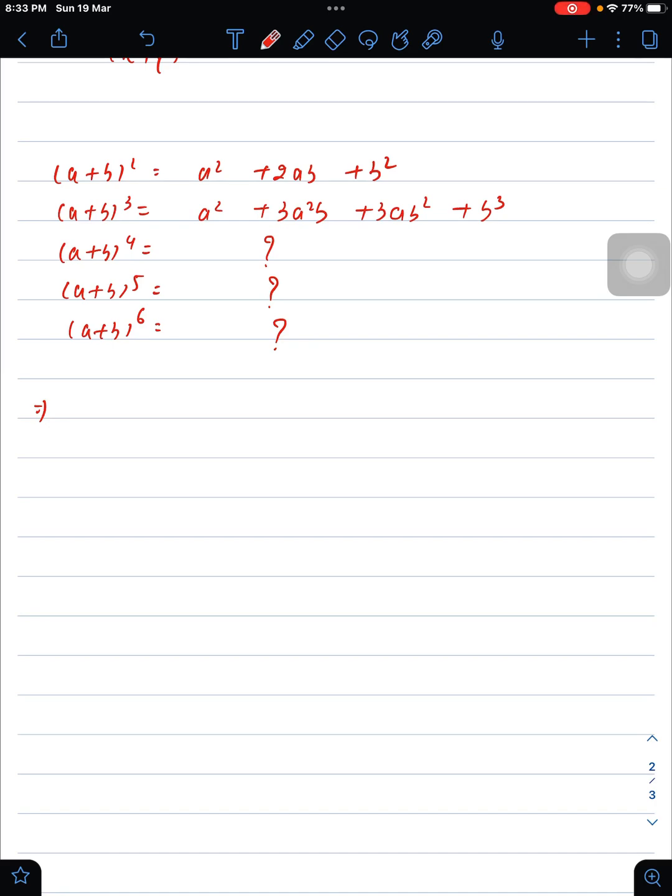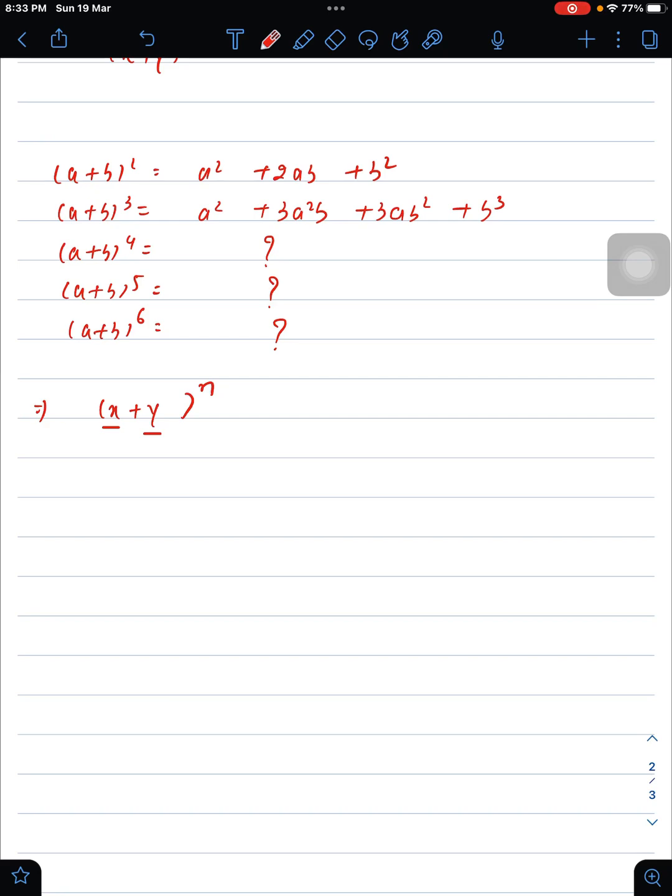So look, suppose we have x plus y. Here x is the first term and y is the second term, connected by the positive sign. Now we have n, which is a positive integral power. It means n can take any value, but it should be a positive integral value. We can take 1, 2, 3, 4, but we can't take negative values like -1, -2, and we can't take decimal values.